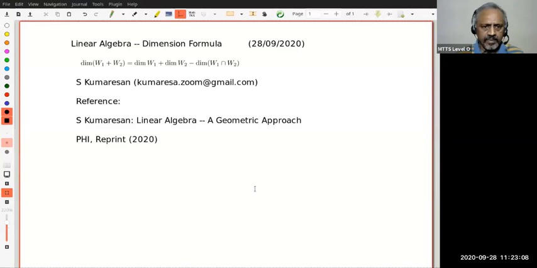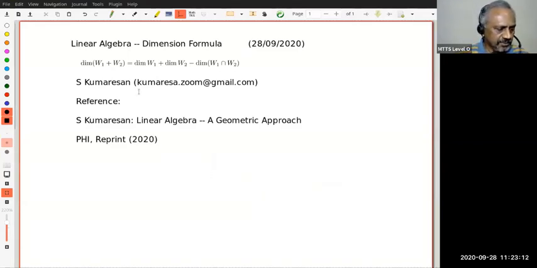Today we are going to state and prove what is popularly known as the dimension formula. It goes by somebody's name, but I don't remember. We will look at some examples and go ahead. So let me share the screen. Yes, this is the formula.